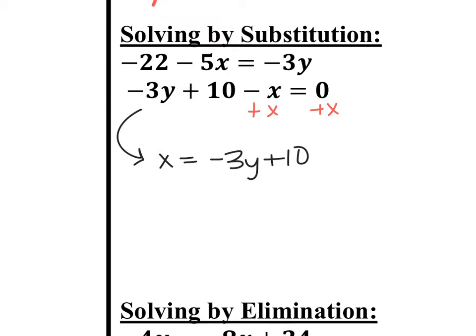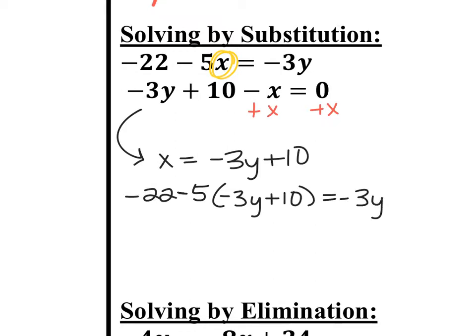And let's substitute that in for x in the other equation. So we got -22 minus 5 times the quantity x is equal to -3y plus 10, and that's all equal to -3y. Now just distribute. What number am I distributing? 5 or -5? -5. Do not combine these two things. This -22 and this -5, you can't combine those. -5 is being multiplied by this parentheses. Do not combine these. So let's distribute first, order of operations.